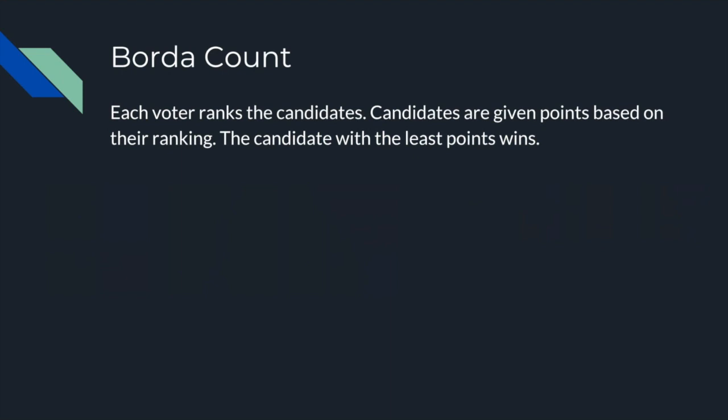In Borda count, each voter ranks the candidates. The candidates are given points based on their ranking. The candidate with the least or most points wins, depending on how you define the point system. For simplicity, I'll have the candidate's ranking on the ballot be the number of points awarded, and the candidate with the least points wins. Borda count is slightly more complicated than either plurality or approval voting.